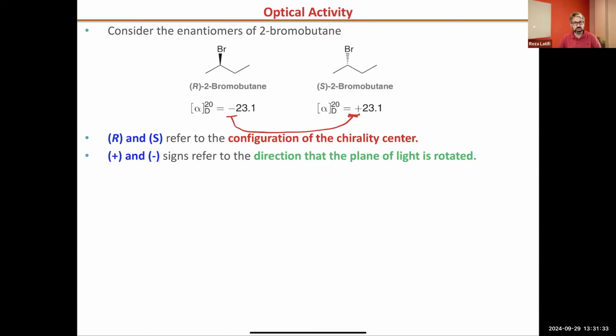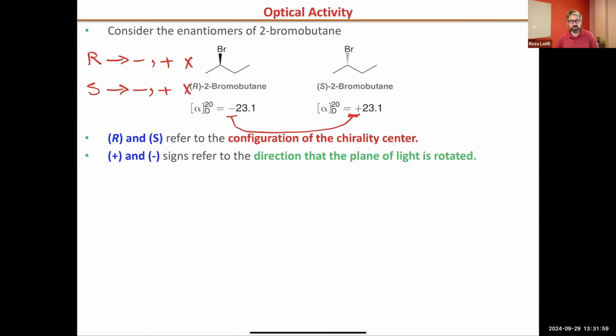Opposite rotation. The plus sign is talking about the direction in which we are turning the light. Is it to the right side or left? Listen carefully, there is no connection between R and minus or R and plus. And also, there is no connection between S and minus or plus. We don't have such a connection.